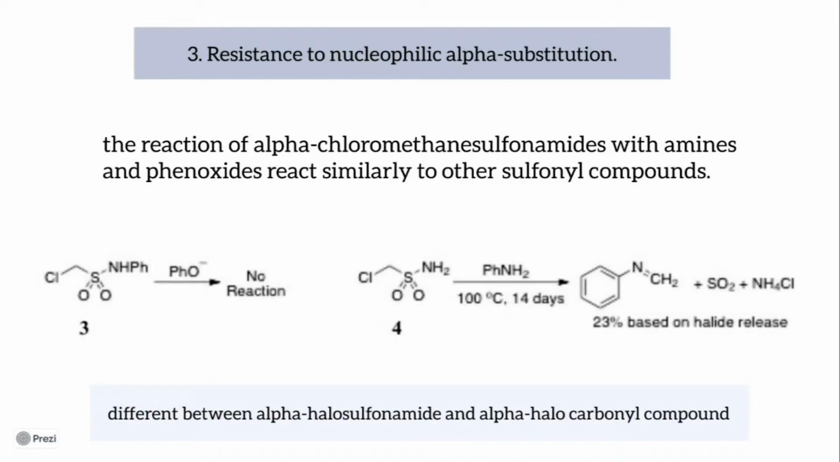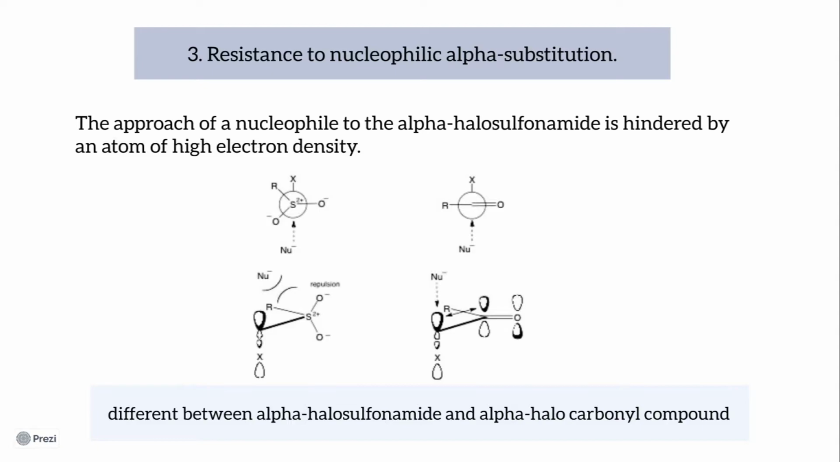In scheme number 4, we can see that alpha-chloromethane sulfonamide reacts with amines and phenoxide similarly to other sulfonyl compounds. Indeed, it was noted that reaction number 3 of phenoxide with the chloromethane sulfonanilide failed to yield any displacement product, and reaction number 4 of phenoxide with the chloromethane sulfonamide, after treatment with aniline for 14 days, had released only 23% of its halogen. Figure number 4 shows the difference between alpha-halosulfonamide and alpha-halocarbonyl compound.